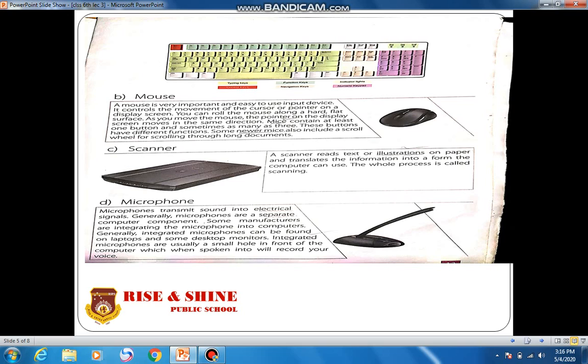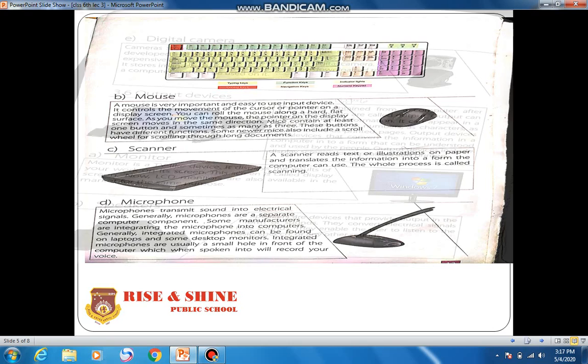Number fourth input device is the microphone. Microphone transmits sound into the electrical signal. Generally microphones are a separate computer component. They are not linked with the computer, but in some modern systems or laptops, it comes built in. They are integrated, and they are used to record the sound or to process the sound.